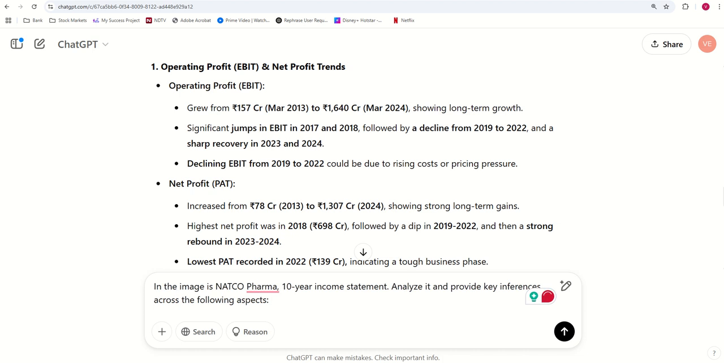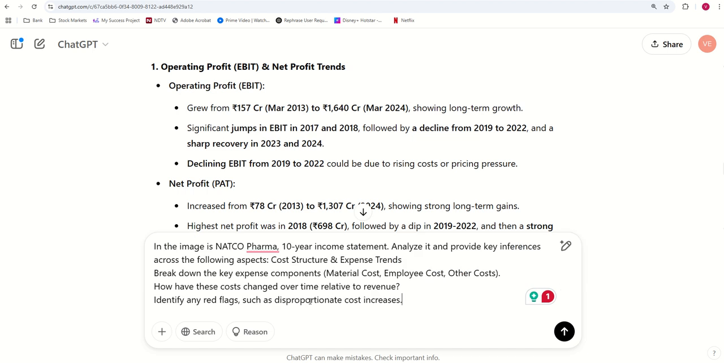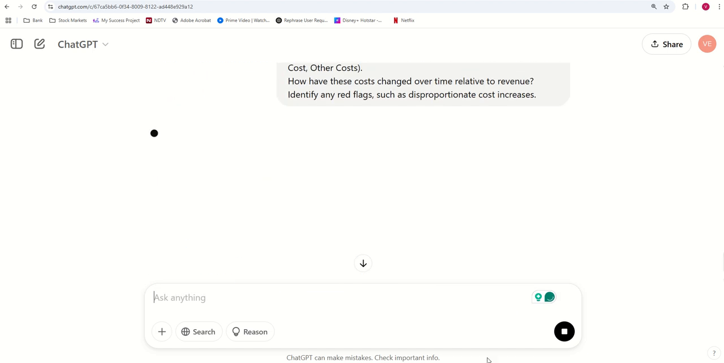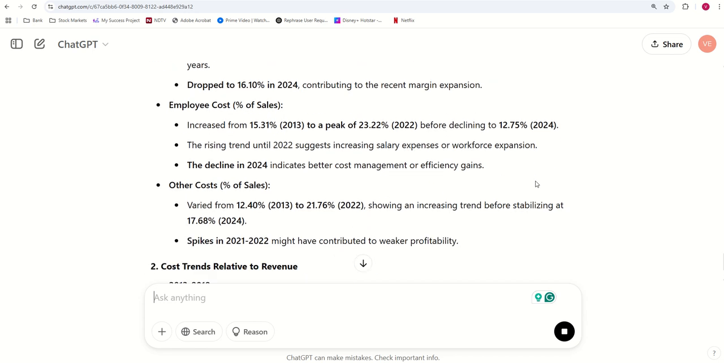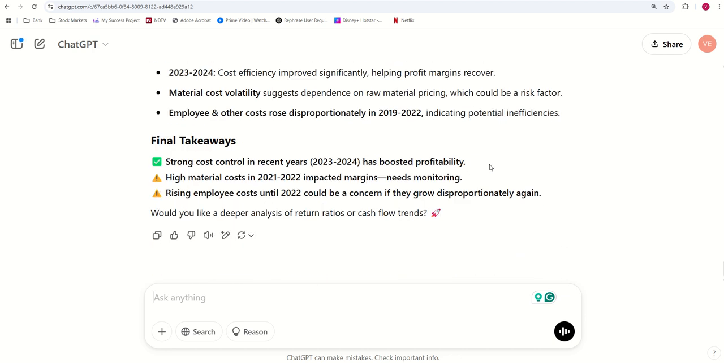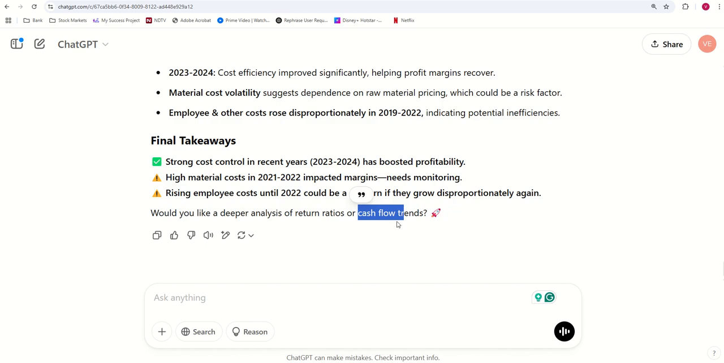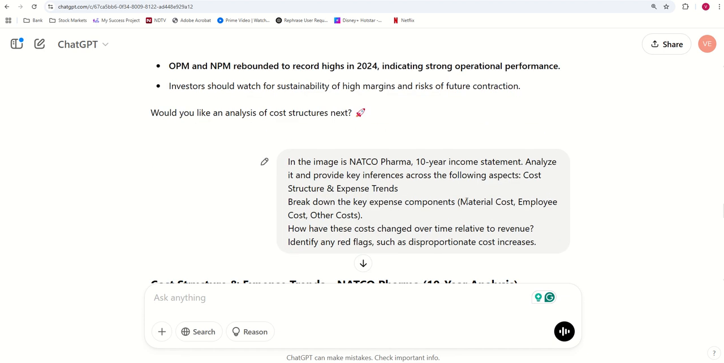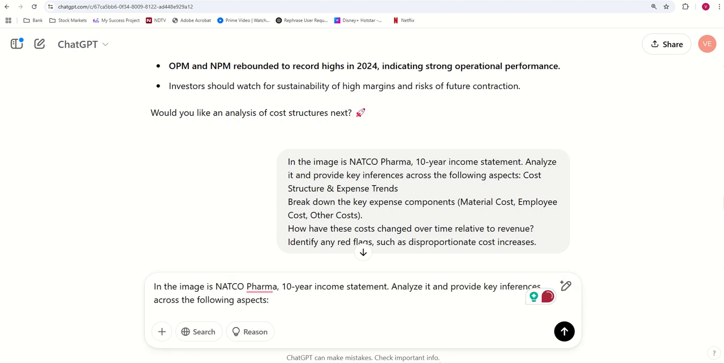So don't bother much about the inferences. I'm only going to take you through the approach, or the difference between what we did last time and what we are doing now. Okay, so here I'm getting the analysis for profitability. Cool. And then it's asking about cash flow trends, which I'm not interested in. So in the interest of time, I'm skipping the EPS and shareholder returns and going straight to red flags and concerns. Because we are more focused on what I'm going to compare between the two ways of analysis.